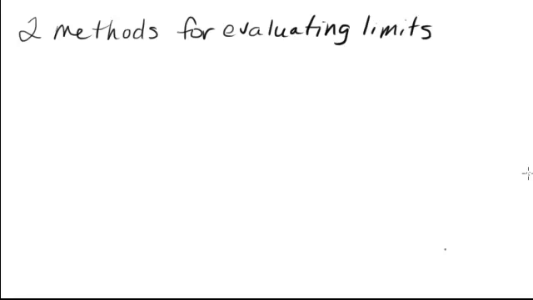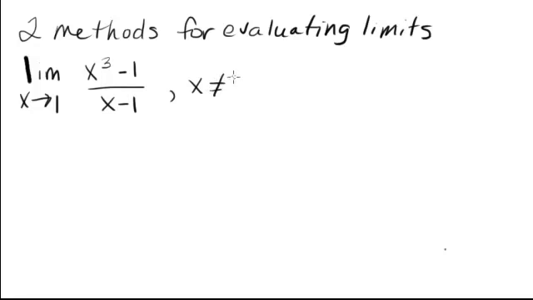Okay, in this video I'm going to talk to you about two methods for evaluating limits. The two methods we're going to talk about today are numerical, which involves creating a table of values, and graphical, which means we just create a graph and we analyze it. So let's talk about a particular limit, and we're going to look at the limit as x approaches 1 of the function x cubed minus 1 over x minus 1, and of course x cannot be equal to 1.